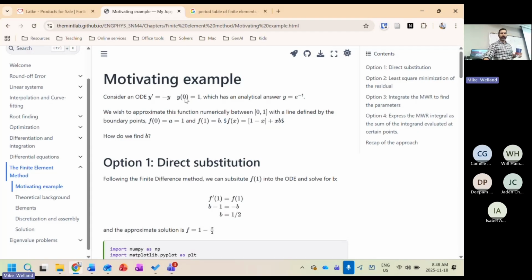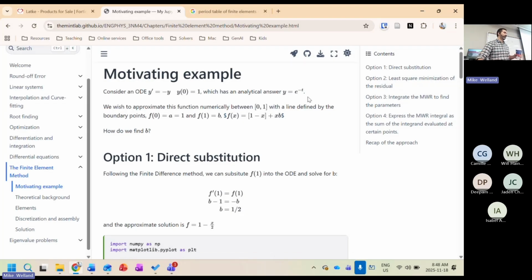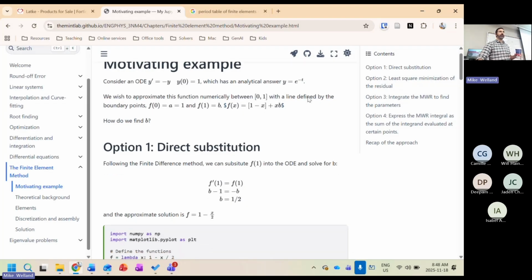At t=0, it starts off at 1. Everybody should know, especially 3D04 people, what the solution to this is. It's just exponential decay. Okay? So far, so good? No confused faces?